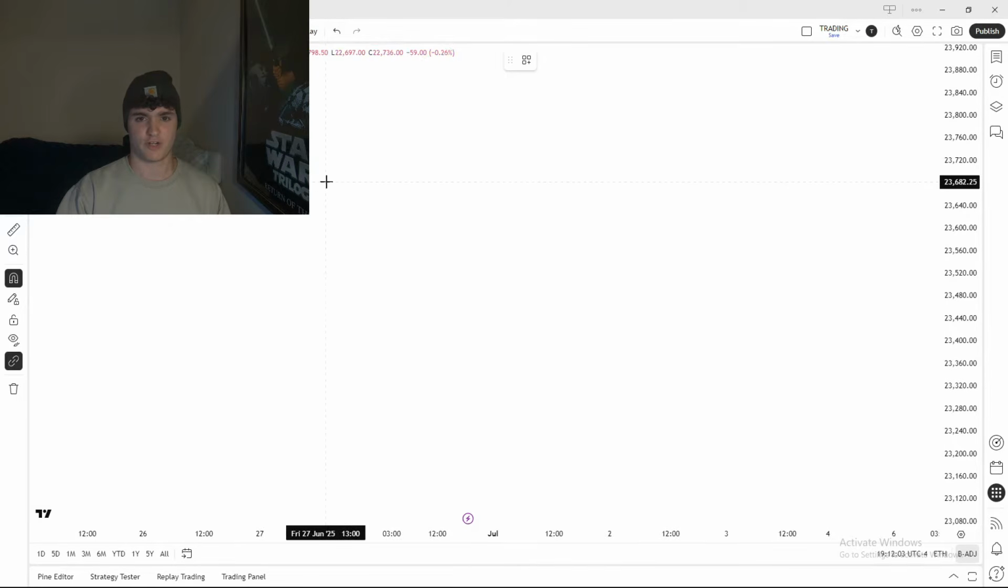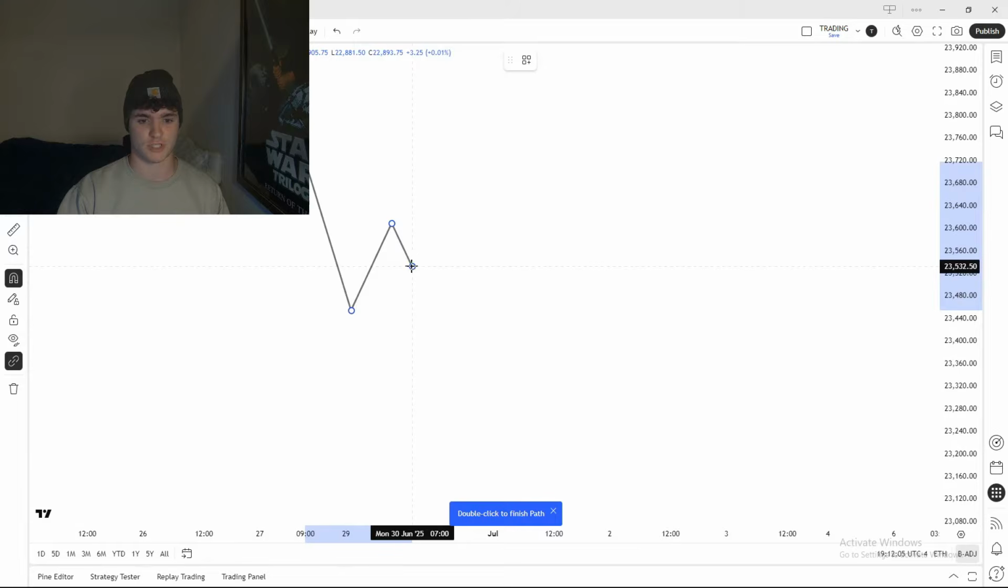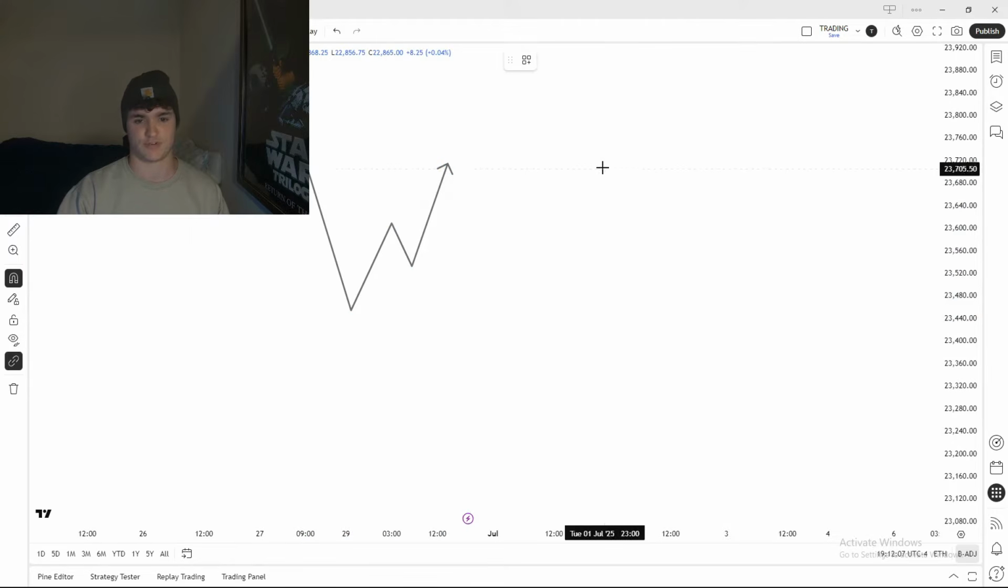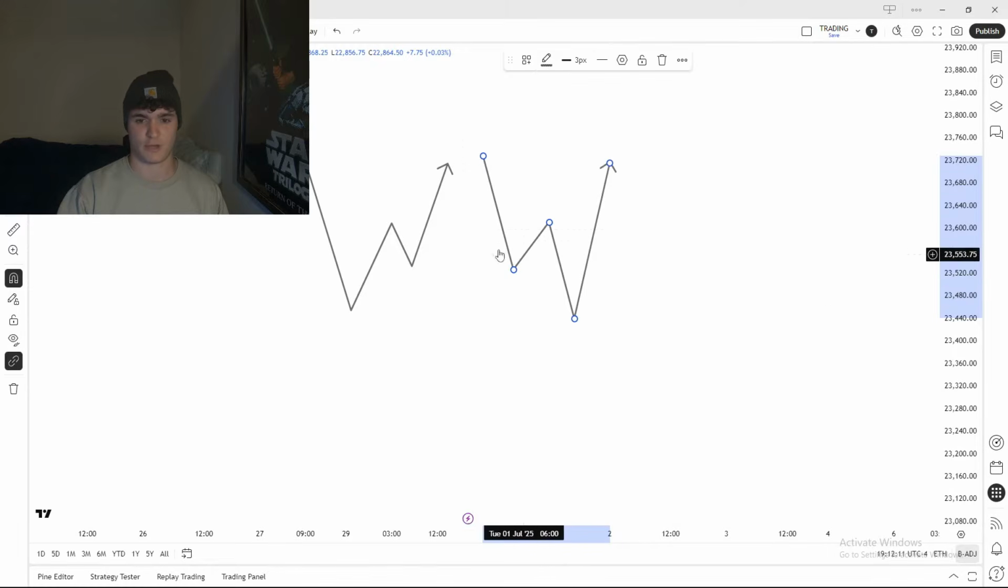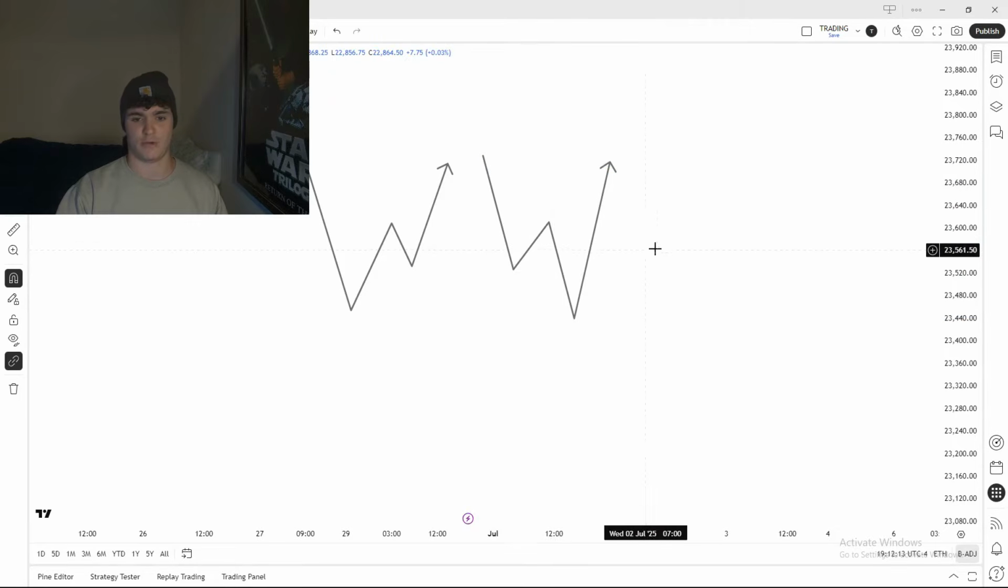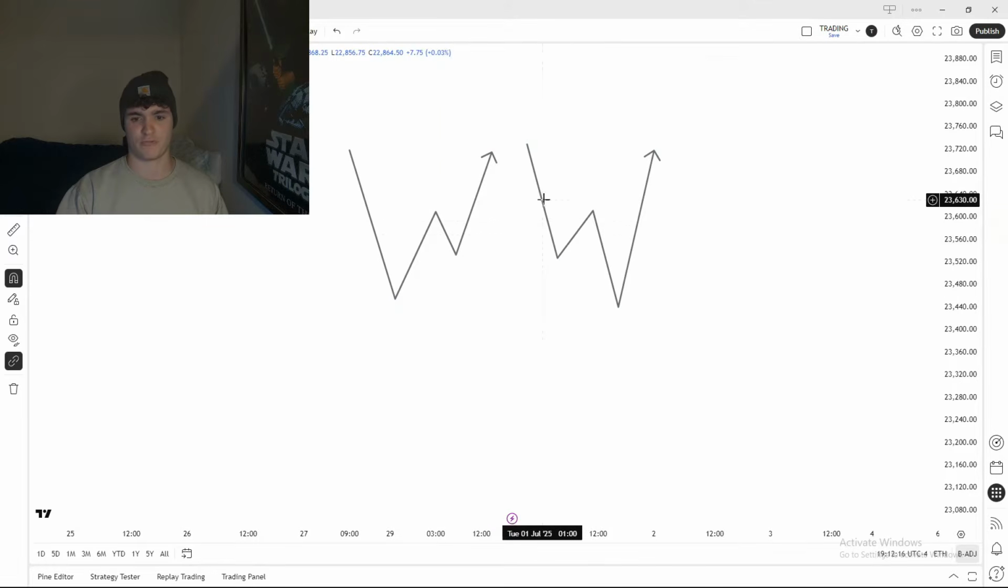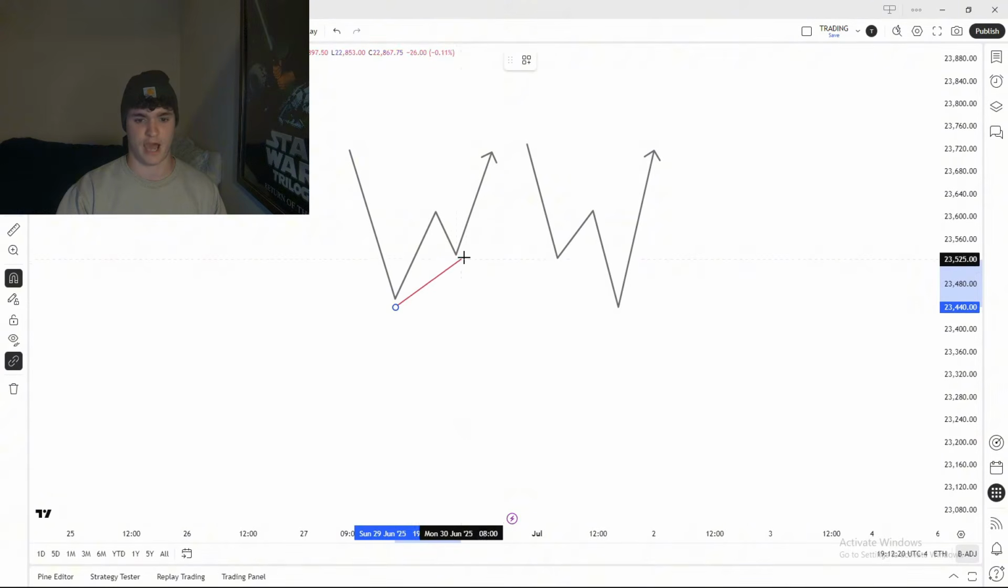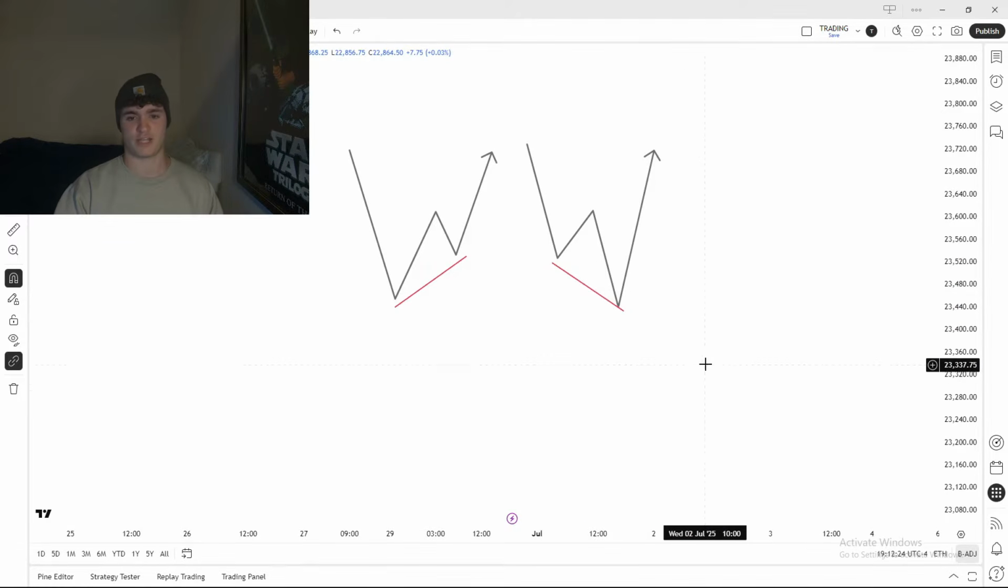So SMT divergence is a divergence between two closely correlated assets. The SMT stands for Smart Money Tool, for those of you wondering. So say we have a move like this with ES on the left and NQ on the right. You see that they're both reversing, right? We're making a move back up, but the difference is that ES put in a higher low and NQ put in a lower low. This is what you would call bullish SMT divergence.